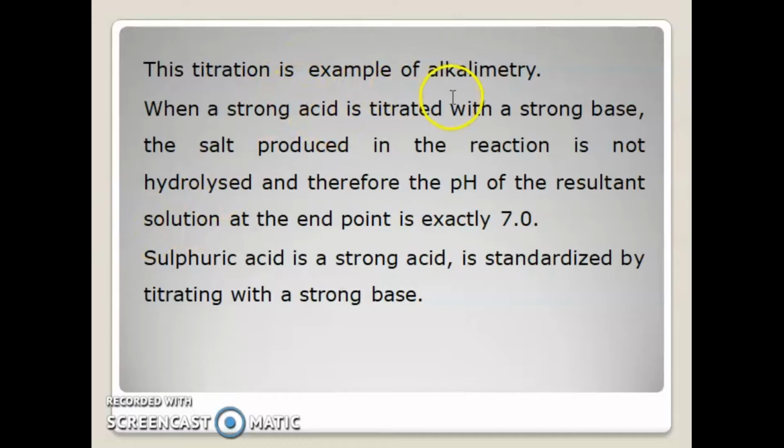This titration is an example of alkalimetry titration. When a strong acid is titrated with a strong base, the salt produced in the reaction is not hydrolyzed and therefore the pH of the resultant solution at the end point is exactly 7. Here, sulfuric acid is a strong acid and is standardized by titrating with a strong base, that is sodium hydroxide.